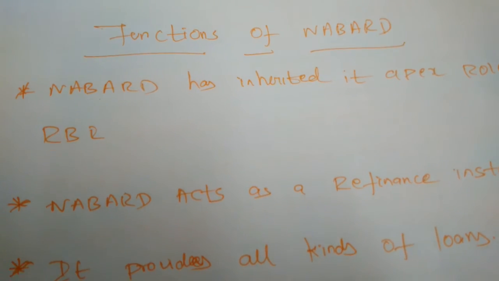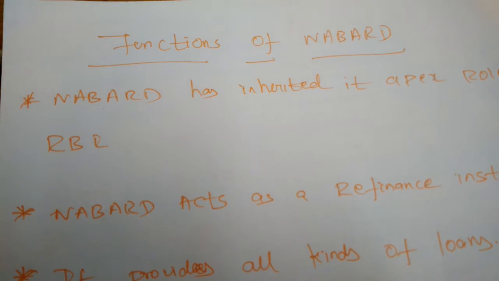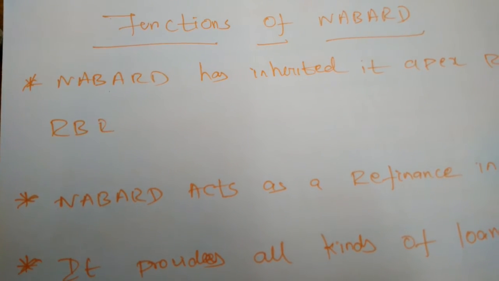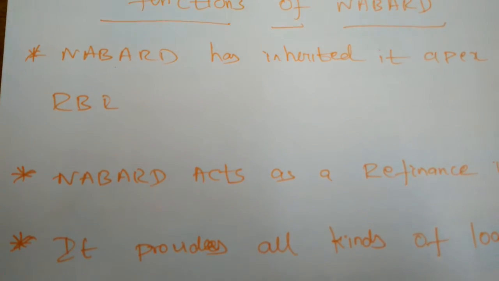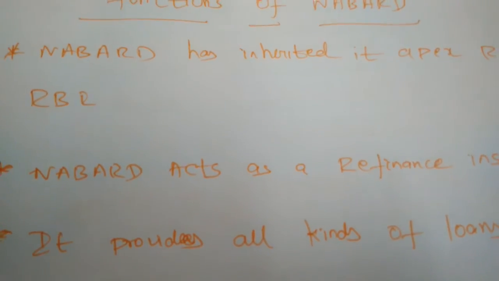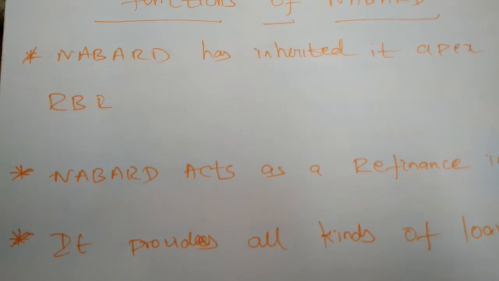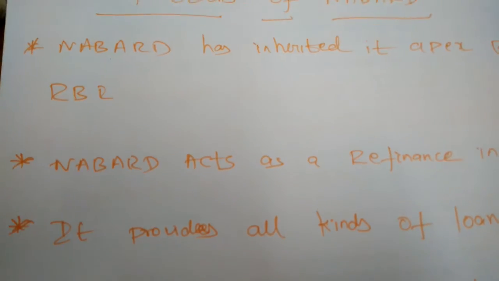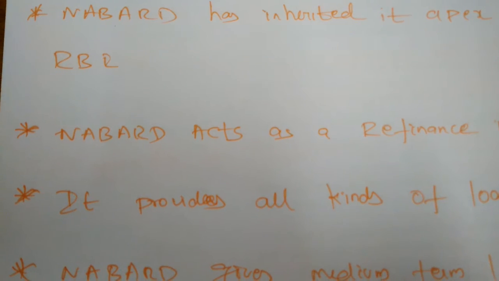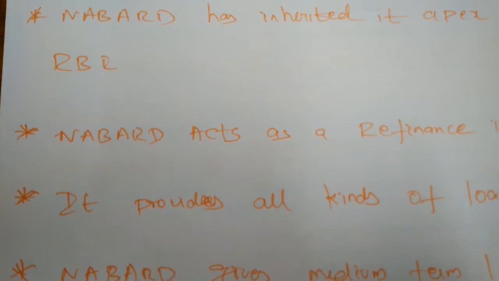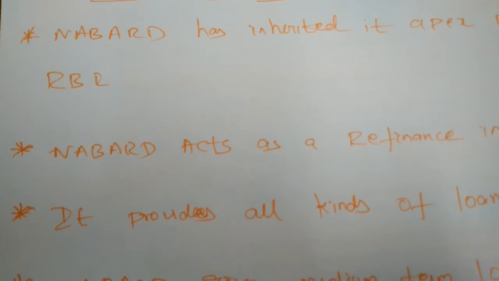Next, the functions of NABARD. NABARD undertakes many functions for agriculture and the development of rural areas. NABARD has inherited its apex role from the RBI, so it performs all the functions performed by the Reserve Bank of India with regard to agricultural credit. On behalf of the Reserve Bank of India, NABARD focuses on and undertakes everything to improve agricultural and rural areas. NABARD acts as a refinance institution for all kinds of production and investment credit to agriculture, small-scale industries, cottage and village industries, handicrafts, rural crafts, rural artisans, and all other allied economic activities, with a view to promoting integrated rural development.